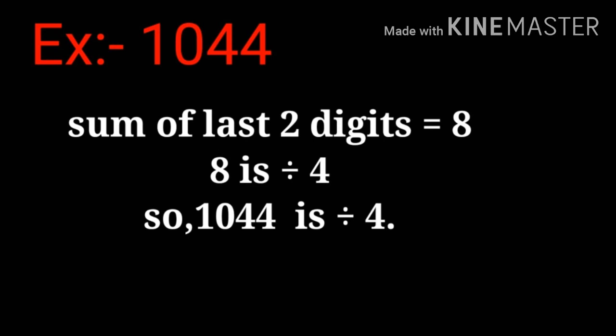Let us discuss a few examples on this topic. First one, 1044. Check whether 1044 is divisible by 4 or not. First we have to add the last two digits of the given number. In this example, the last two digits are 4 and 4. The sum of the last two digits is 8. Hence 8 is divisible by 4. So the given number 1044 is divisible by 4.